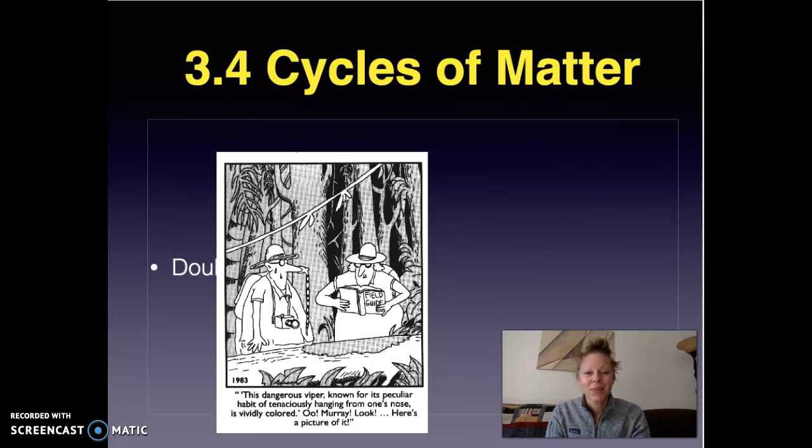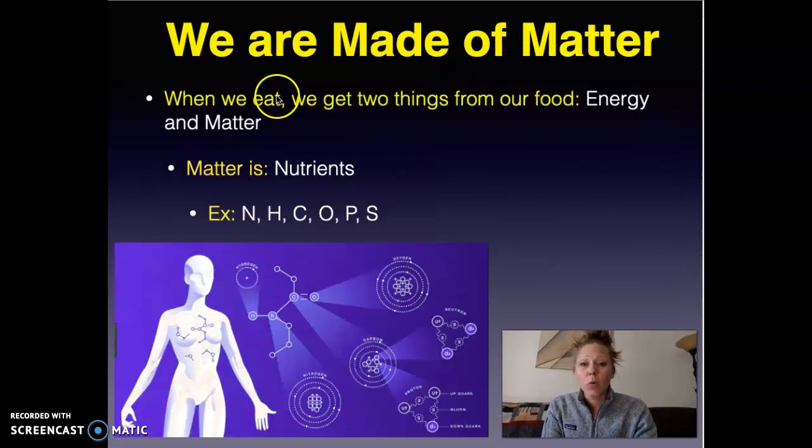Hey you guys, today we are talking about matter in our ecosystems. Before, we were talking about energy and how energy was converted and how it would become less every time it traveled up the trophic pyramid, because 90% of it would be lost during cell respiration. But now we're talking about matter, which is a little bit different. Matter is not converted, it is recycled.